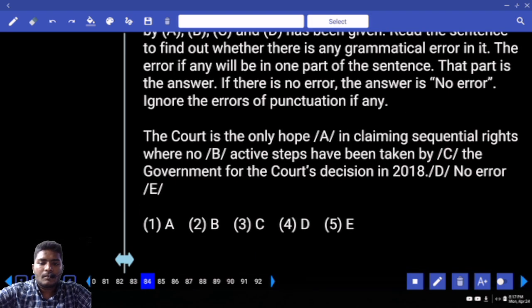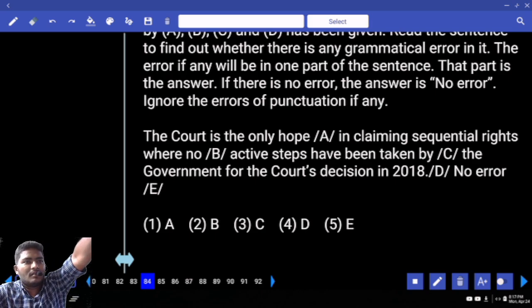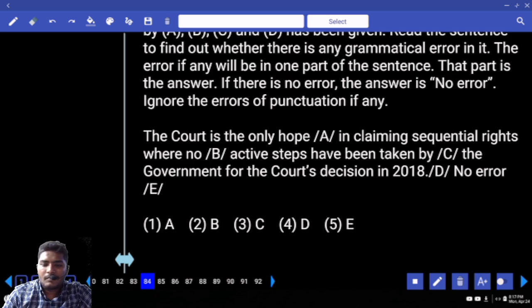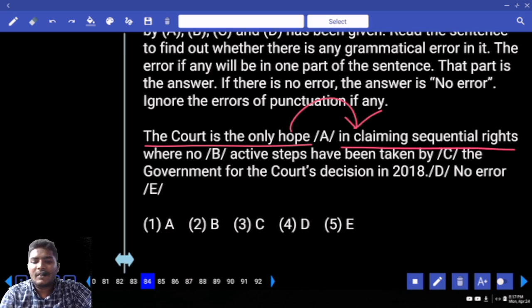Next. The court is the only hope in claiming sequential rights where no active steps have been taken by the government for the court's decision in 2018. How many of you got this answer? Only one. Okay. The court is the only hope. Till there, can you find any error? Hope in claiming sequential rights where no active steps, singular or plural? Plural. Active steps have been taken.